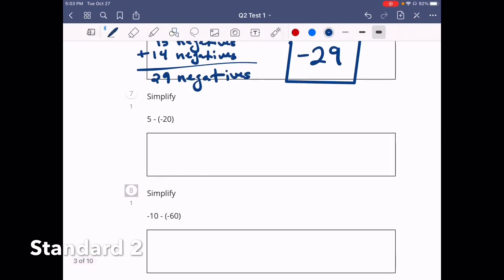All right, so 5 minus negative 20. If you got this one wrong, the comment I left you was to try to rewrite it as an addition problem. And as we discussed earlier, subtracting a negative is the same as adding a positive, so it would be 5 plus 20, which is 25.